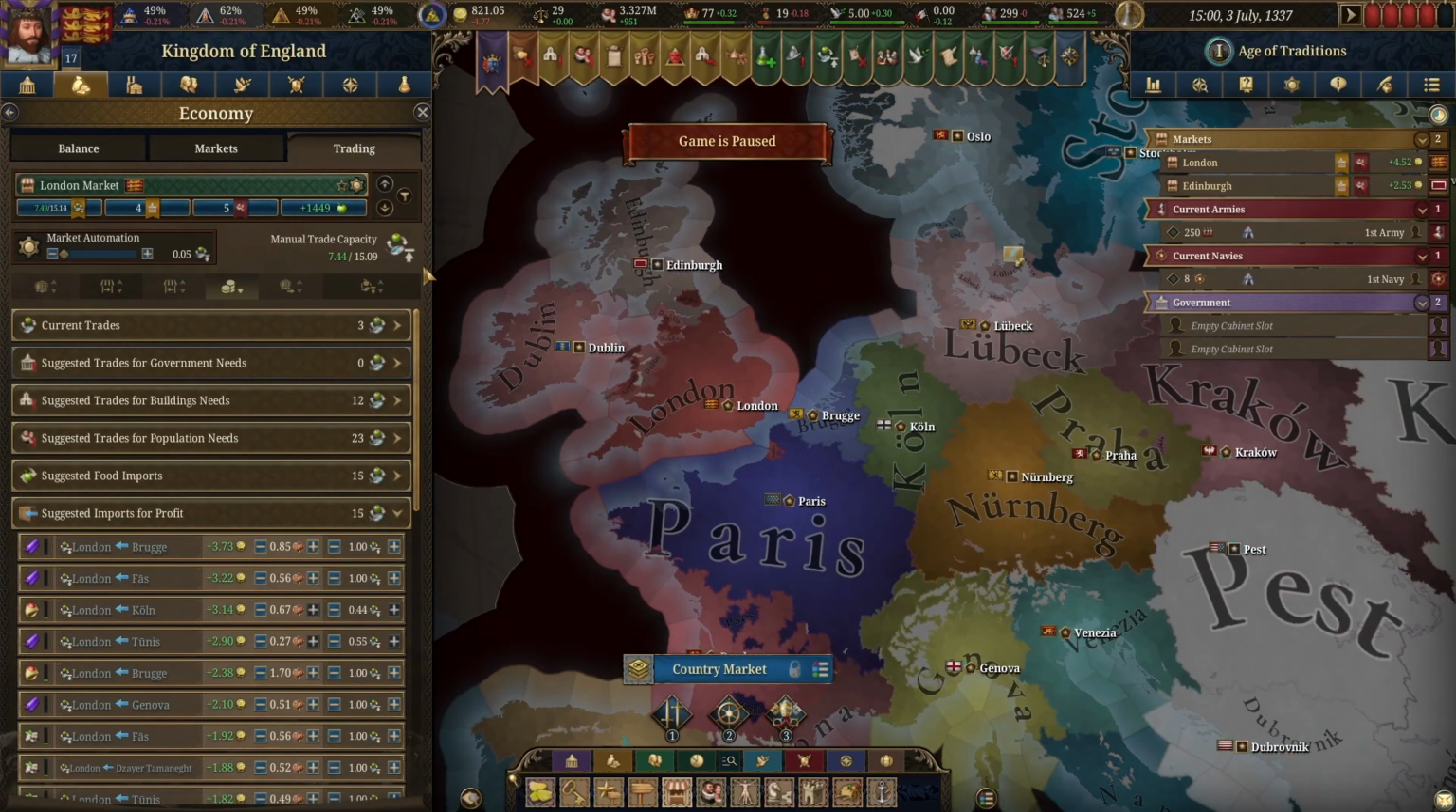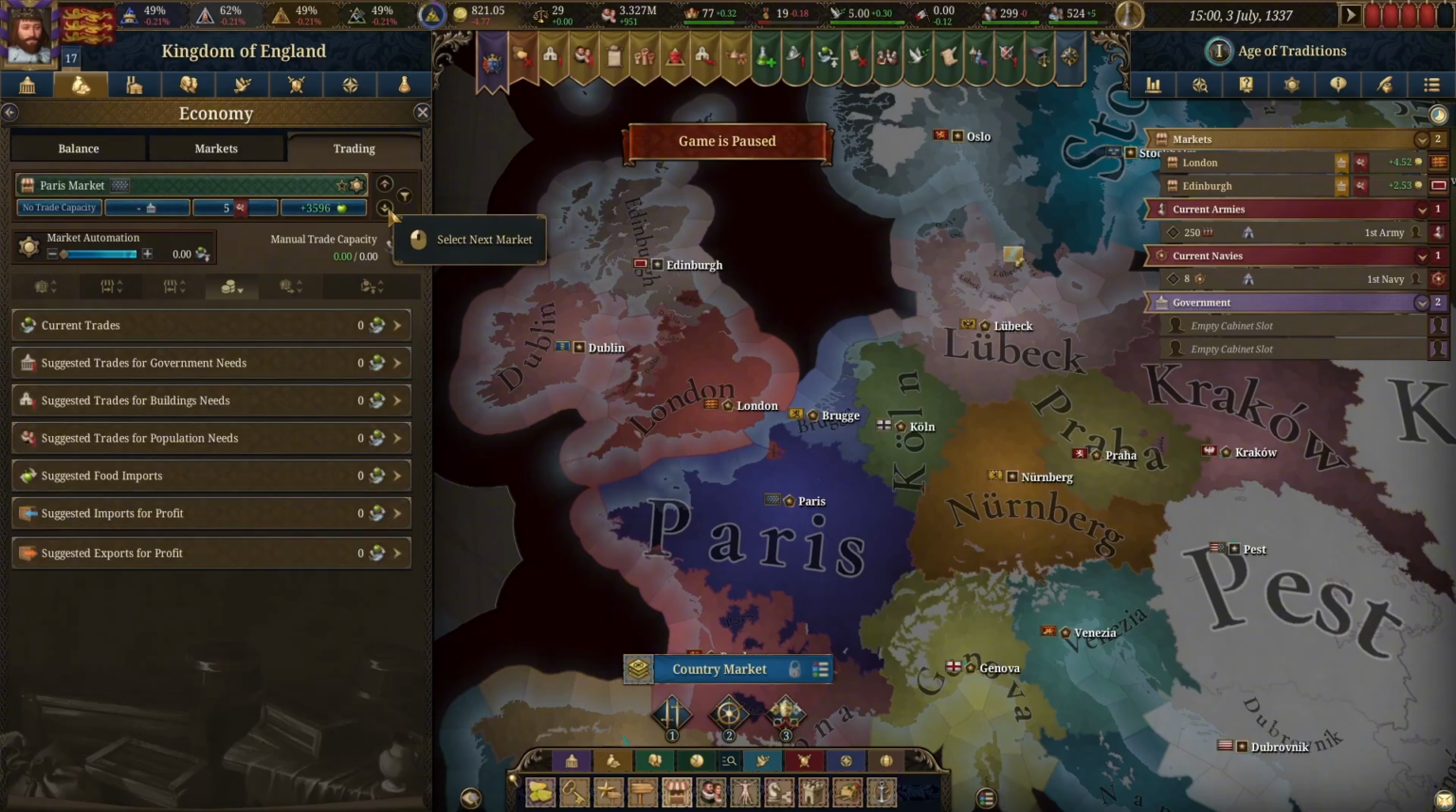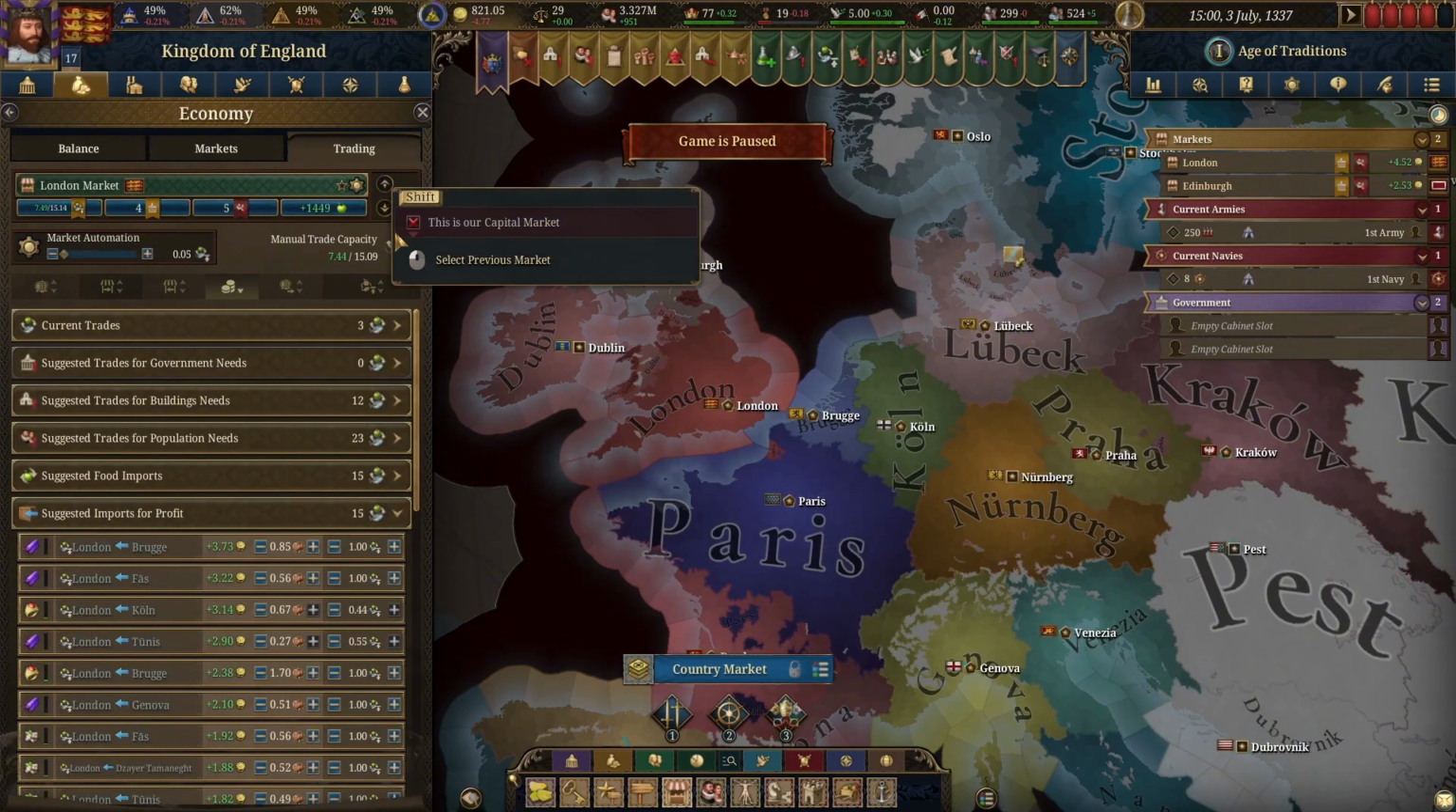So here's a basic readout of all the trades the game suggests you make. Some are for profit, others are for building and population needs. Up here, we currently have our London market selected, but we can certainly select or cycle between the other markets that we are partially in if we want to manipulate those. But for the ones that you don't have a lot of access to or that aren't super important, I just recommend keeping these automated for now and just really managing your own market.